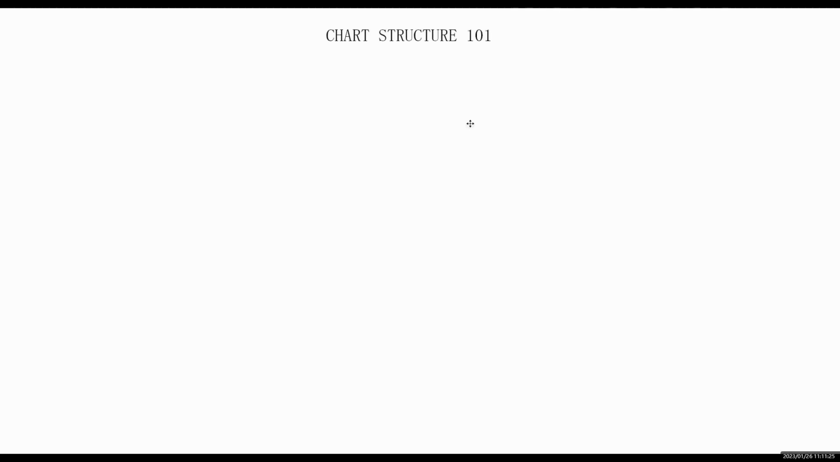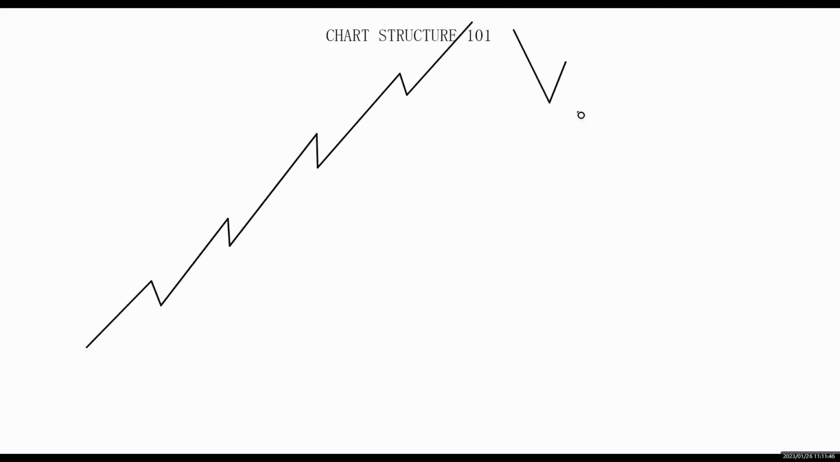So we have two types of chart structure. We have the bullish chart structure and the bearish chart structure, which you're going to see on your screen right now. In the bullish chart structure, price is made up of higher highs, higher lows, higher highs, higher lows, while in the bearish chart structure, price is made up of lower lows, lower highs, lower lows, lower highs, and lower lows. So let us label them, right?